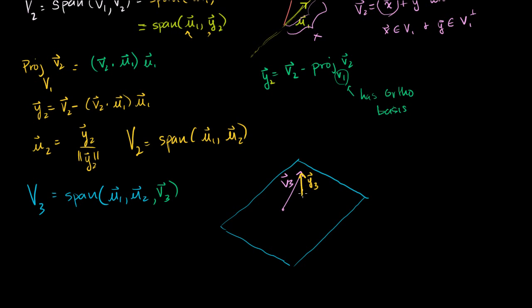And if we figure out our y sub 3, we can replace v3 with it, because v3 can be represented as a linear combination of u1 and u2, right? That's going to be some vector in this plane, plus y3. I can represent this guy with this green vector plus this vector right here.